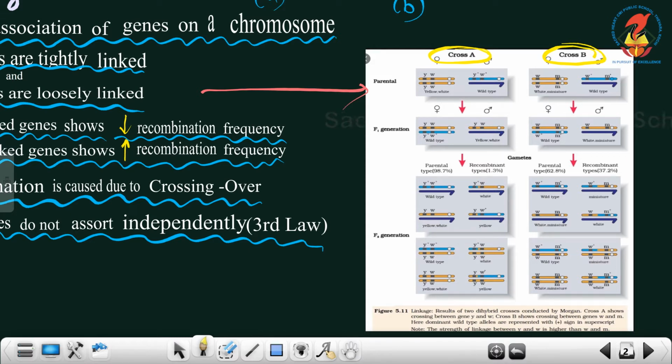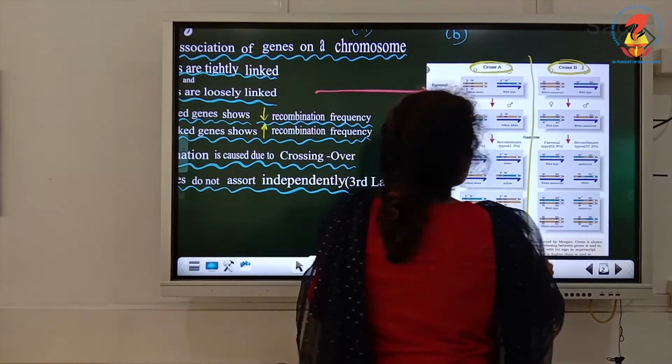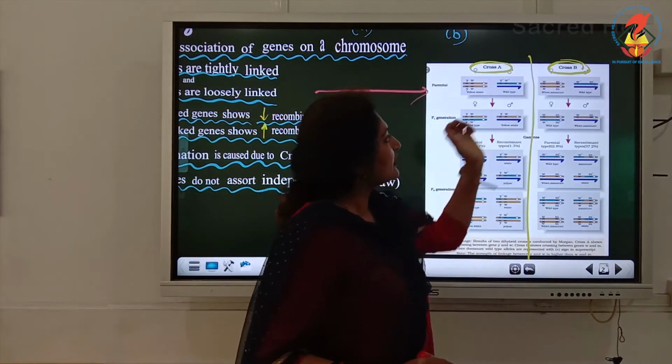So, once again, the parents are yellow-white normal and yellow-white wild variety. Now look at the genes Y and W of the two parents, the normal variety and the wild variety. You can see the Y and W genes are closely linked. They are closely linked. But look at cross B. You have to compare this column with the cross B column. Ready? Look at cross B.